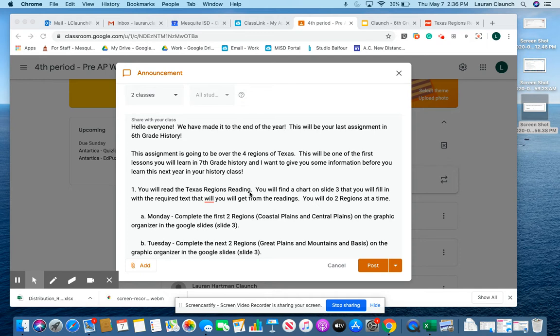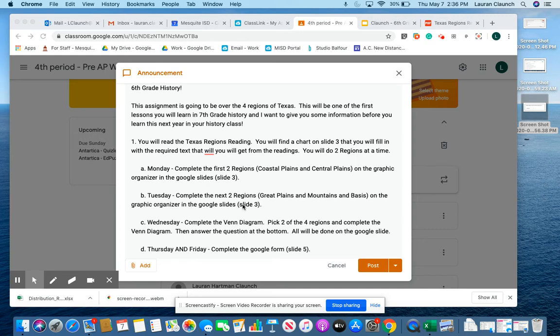So I figured, why not use this time to kind of just go over the basics about what you're going to do? So at least maybe when they do start talking about the four regions of Texas, you'll at least know their names and maybe where they're located. So that's really what we're wanting out of this.